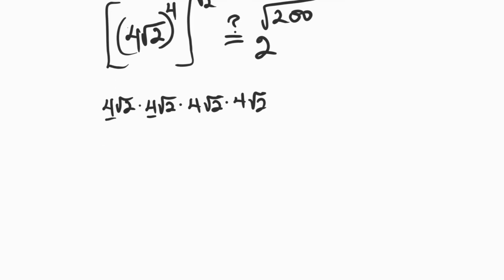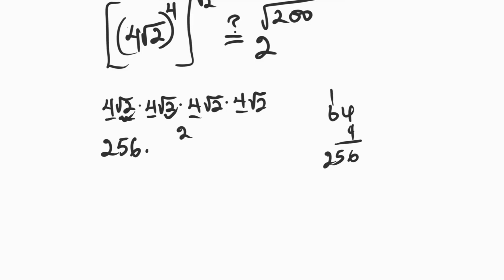4 times 4 is 16. 16 times 4 is 64. 64 times 4 is 256. Root 2 times root 2 is 2. Root 2 times root 2 is also 2. 2 times 2 is 4. So 256 times 4 will give us what?